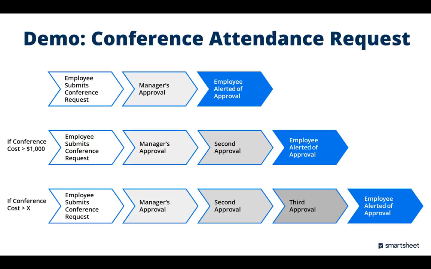In our scenarios, we had a couple different conditional paths, so we could dictate exactly what the requirements were depending on the cost of the conference. You can make this condition anything. So we were conditioning our paths based on the dollar amount that was being requested, but you can automate this based on the person, based on a manager, really based on any column value in your sheet.